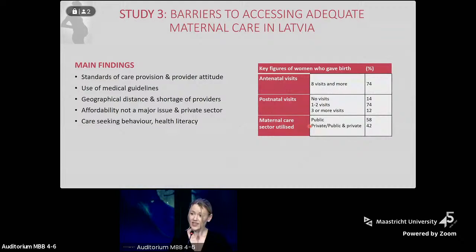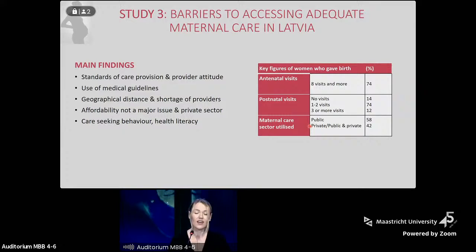The study 3 in Latvia revealed problems in care provision that include poor provider attitudes. Assuring access to adequate maternal care can be problematic also for well-off and well-informed women, but even more so for less informed women and women who cannot afford the care in the private sector and are limited to publicly funded services. The study also revealed insufficient use of medical guidelines. With respect to availability, it was limited due to geographical distance to facilities, and was especially problematic for women that are living in rural areas. There's also an increasing shortage of medical providers, especially in rural areas.